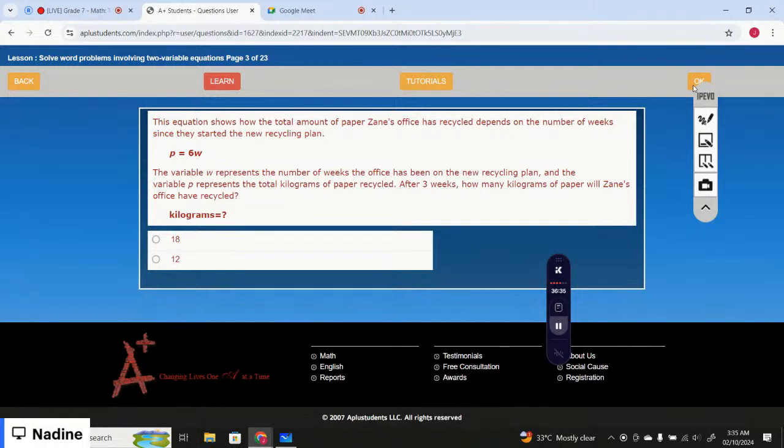This equation shows how the total amount of paper Zane's office has recycled depends on the number of weeks since they started the new recycling plan. So P equals 6W. The variable W represents the number of weeks the office has been on the new recycling plan, and the variable P represents the total kilograms of paper recycled. After 3 weeks, how many kilograms of paper will Zane's office have recycled? So you are given 3 weeks, right? Replace the W with 3. So which is the correct option?